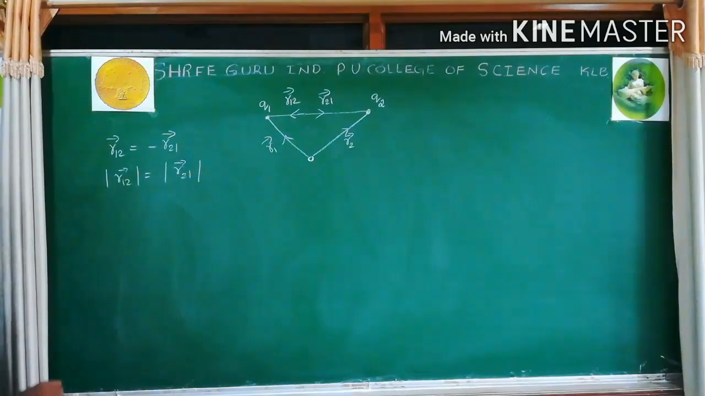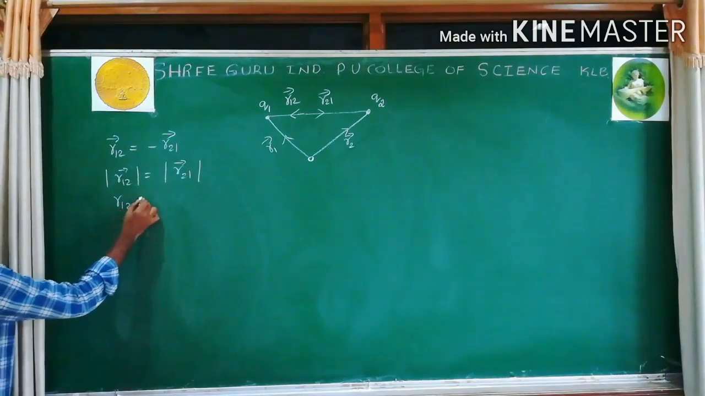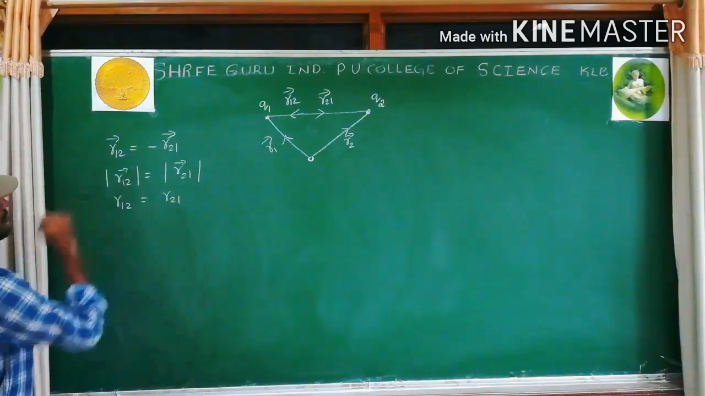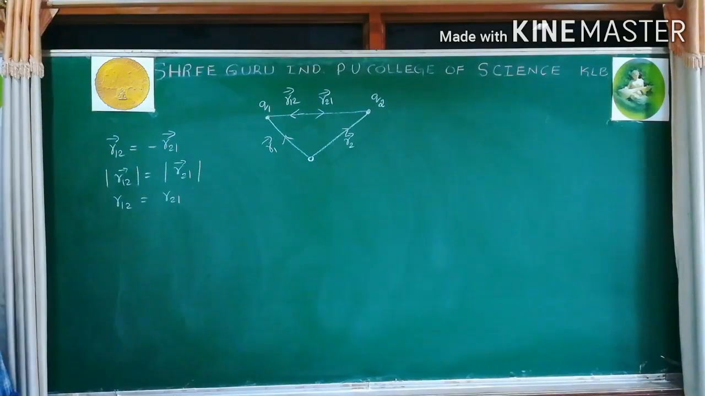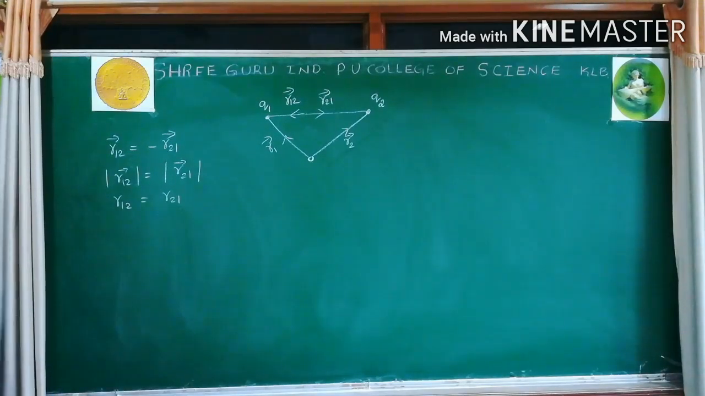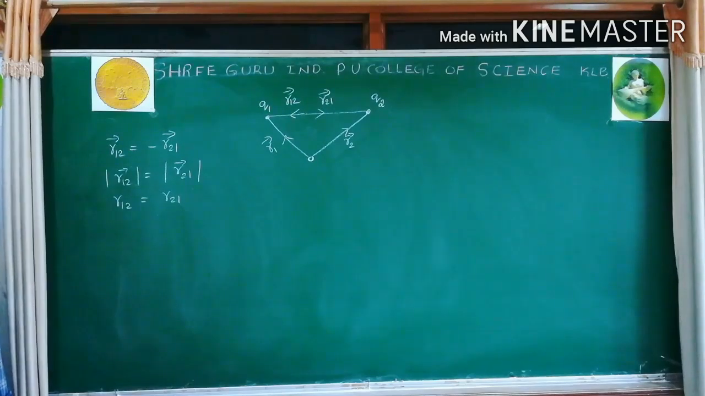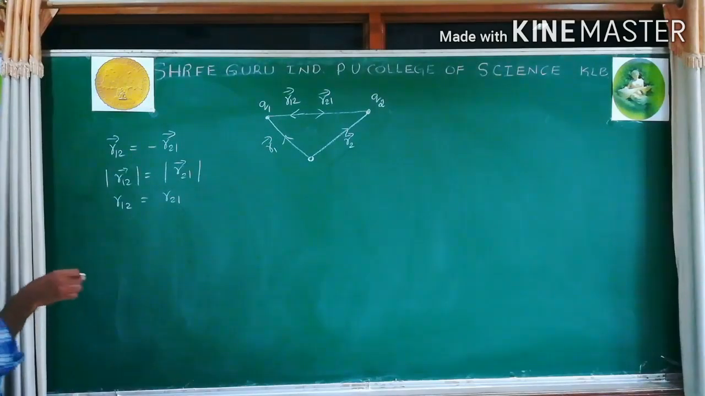So the modulus of R12 bar is equal to the modulus of R21 bar, that is, R12 is equal to R21. Now we'll see the vector form of electrostatic force between Q1 and Q2. First, we'll go with the force on Q2 charge due to Q1. So force on which charge? Q2 charge due to Q1 charge.